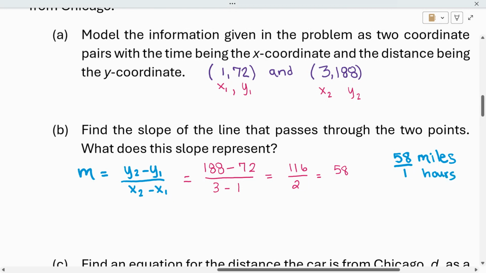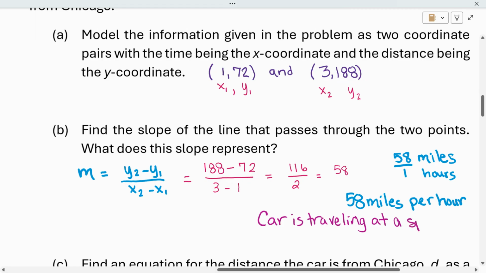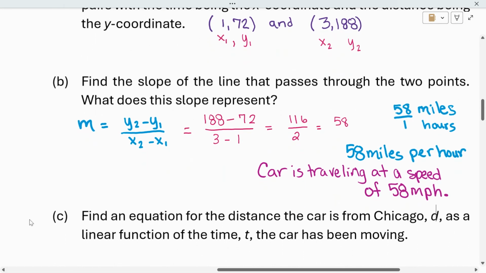So we can read this as a unit rate, 58 miles per hour. What does that mean? Well, that just means that the car is traveling at a speed of 58 miles per hour. So that's what that slope means in the context of the problem.